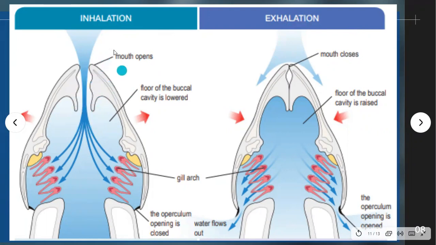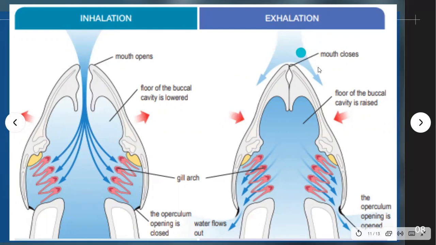During inhalation, the mouth of the fish is going to open, and then the floor of the buccal cavity is going to lower. This is quite similar to the breathing in a frog, where the floor of the buccal-pharyngeal cavity is lowered, but in the fish, the floor of the buccal cavity is lowered. Then the oxygen in the water is going to move into this area, and the operculum opening is closed. This is the side of the fish, which is the gill arch. So far it's closed, only the mouth is open to allow the oxygen dissolved in the water to move in through the mouth.